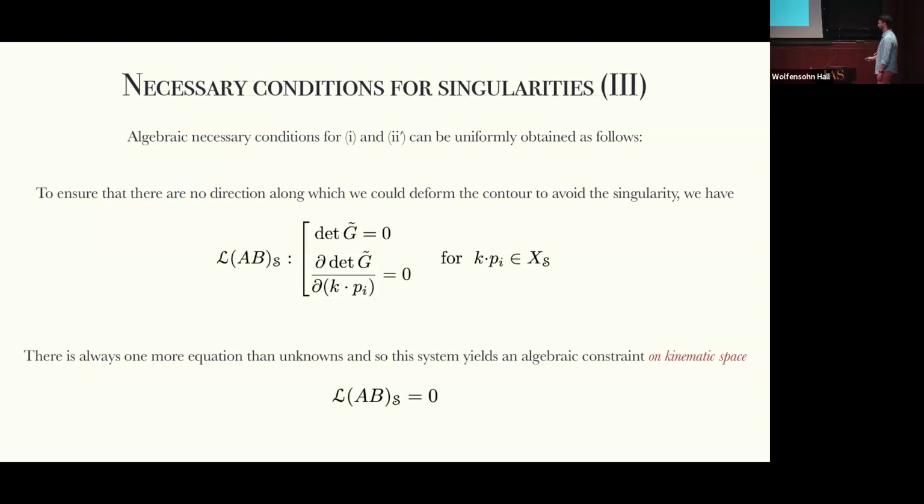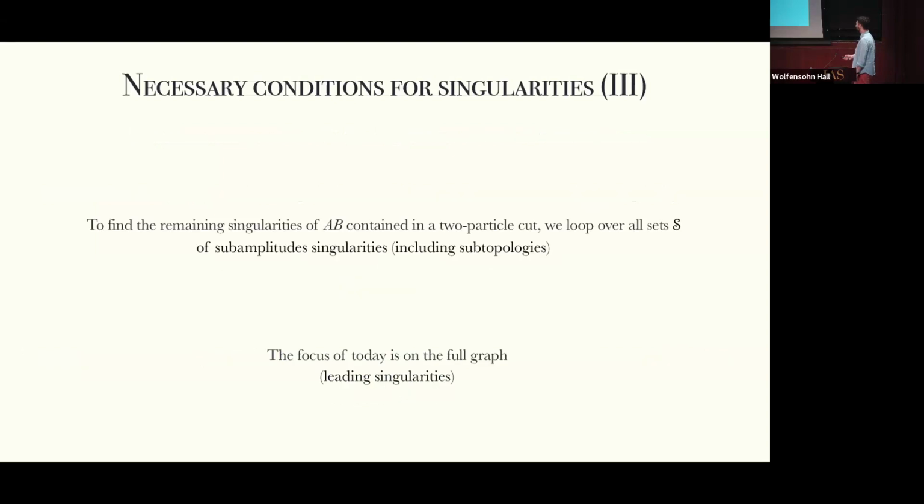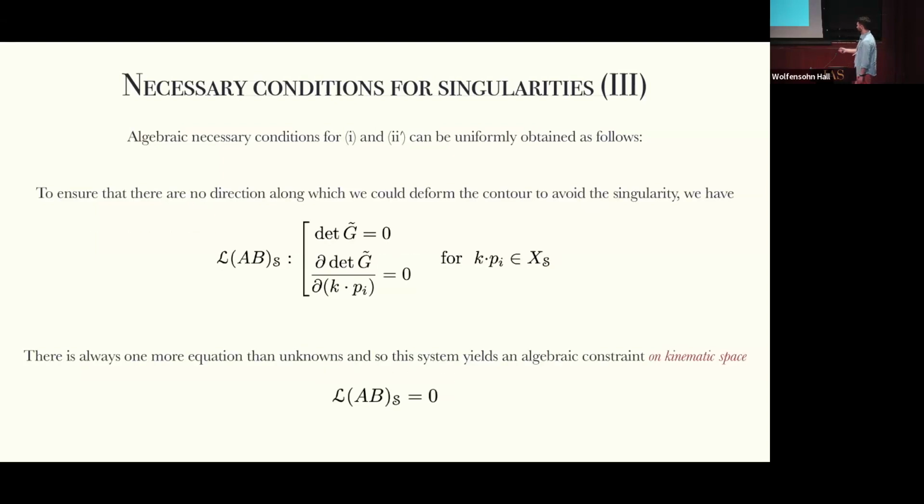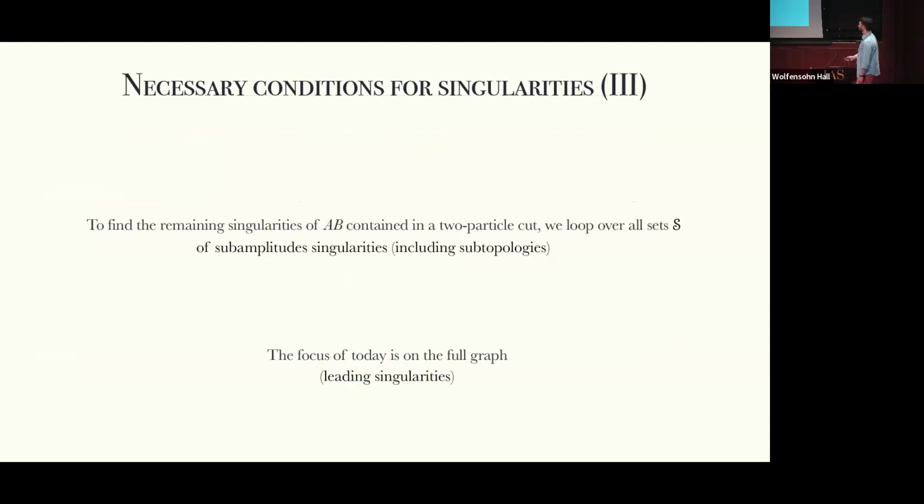And basically, this condition is what I call L_AB equals 0. So this is what PLD would find, for example. And to find the remaining singularities of A and B that are contained in this two-particle cut, we simply loop over all the set S of some amplitude singularities, and that, of course, includes the subtopologies. But the focus of today is really on the full graph. So it's basically on all the singularities that are accessible from the maximal cut. So this is commonly called leading singularities.